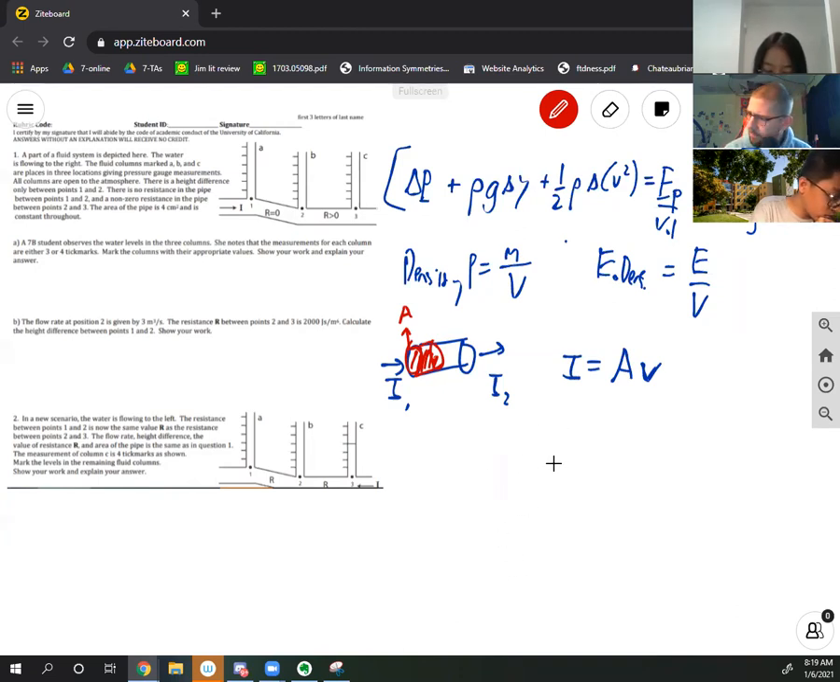Hopefully that makes some sense. So it's a measure of how quickly water is flowing. So if my current is like 15 gallons per second, it means that 15 gallons per second are traveling through this pipe.